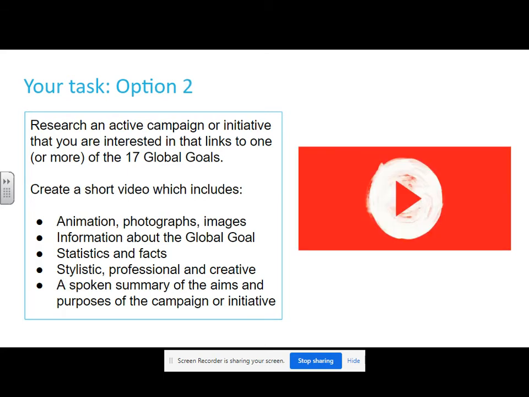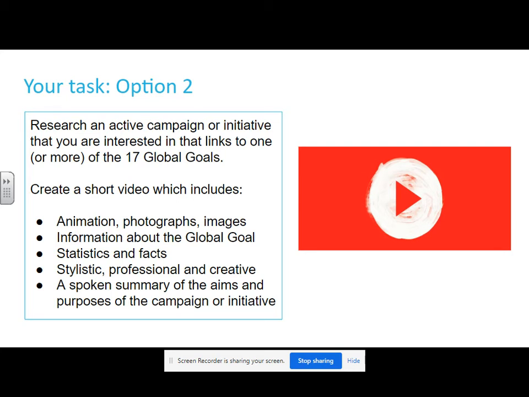Now, task 2 is going a little bit above and beyond, but perhaps I know lots of you prefer doing the creative side of these tasks. So same as before, research an active campaign or initiative that you are interested in, but this time you can create a short video. And in this short video, it could be an animation, could include those photographs and images, but it really covers everything about that global goal. Then you've got statistics and you've got facts, same as before, make it stylistic, professional, creative.